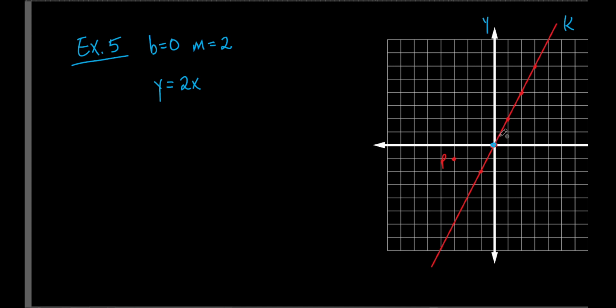So now what we're going to do is find the equation of a line that is parallel to line K, this red one, but it also goes through point P. Well, let's find out where point P is. Let's count over. 1, 2, 3. That's -3. What? -1. So what's that point? -3, -1. Everybody with me?